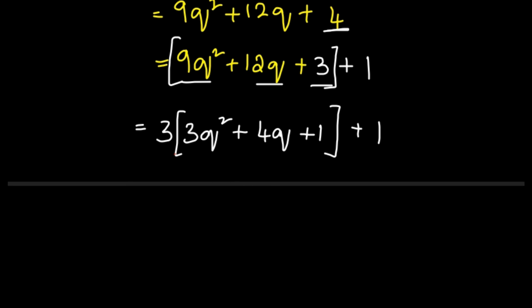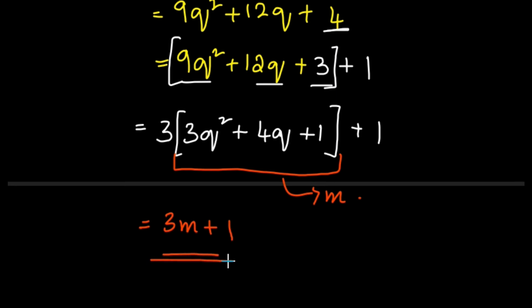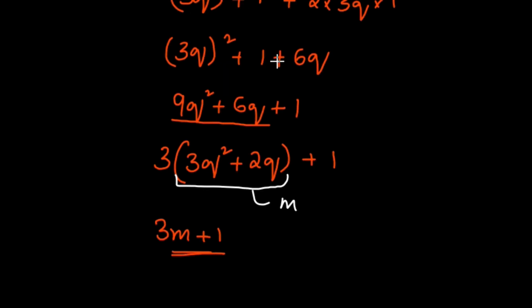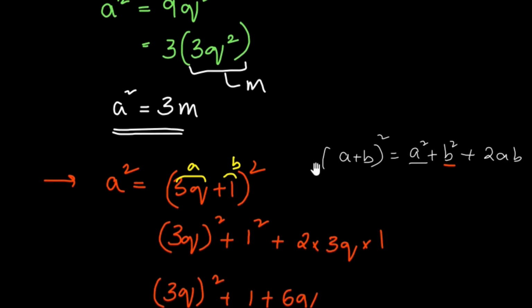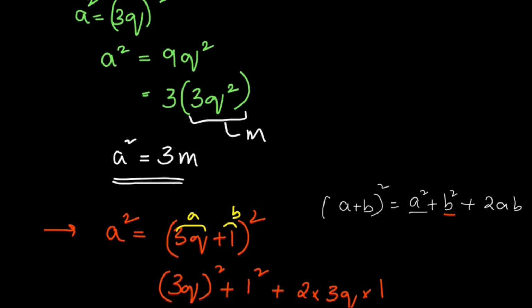Now take this whole term and term it as m. अगर ये whole term m हो गया, we are left with 3m plus 1. फॉर्म मिल गया 3m plus 1, 3m plus 1 for this and 3m for this. Hence proved.